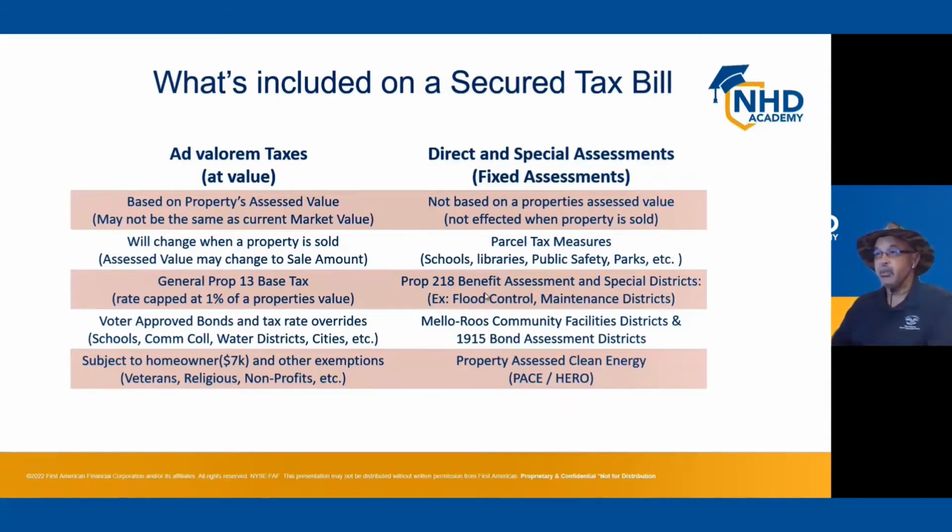Also included may be Prop 218 benefit assessment districts, as well as other special districts, flood control, maintenance districts, and a variety of others. Also included under direct and special assessments are Mello-Roos and 1915 bond districts, as well as property assessed clean energy, also referred to as PACE or HERO.